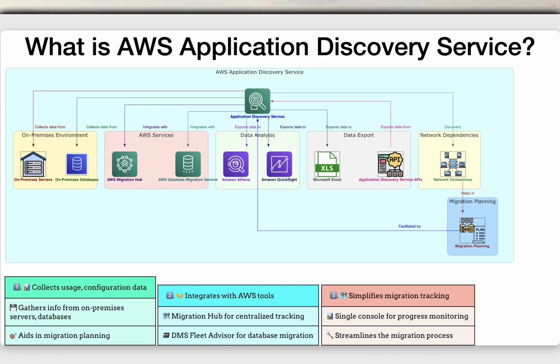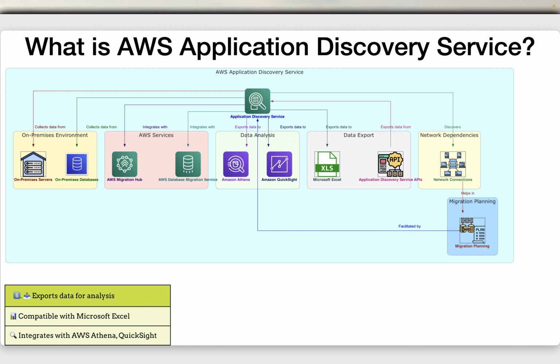With Migration Hub, you can easily track the progress of your application migrations from a single console, simplifying the overall process. All data collected by the Application Discovery Service is securely stored in your designated AWS Migration Hub home region. The discovered data can be exported for further analysis using familiar tools like Microsoft Excel or powerful AWS analytics services such as Amazon Athena and Amazon QuickSight.